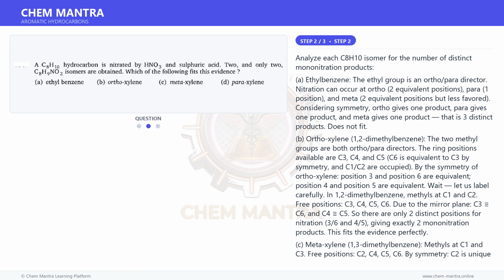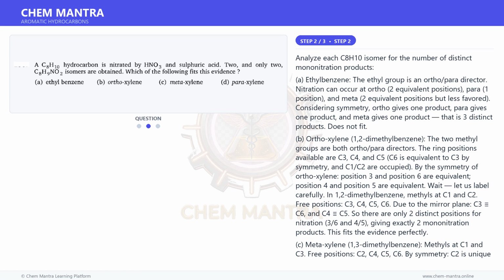Wait, let us label carefully. In 1,2-dimethylbenzene, methyls at C1 and C2. Free positions C3, C4, C5, C6. Due to the mirror plane, C3, C6 and C4, C5. So there are only 2 distinct positions for nitration, 3/6 and 4/5, giving exactly 2 mononitration products. This fits the evidence perfectly.